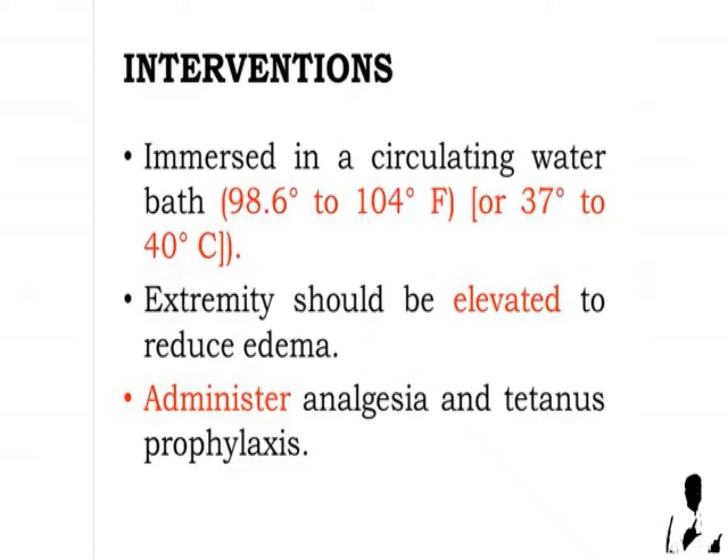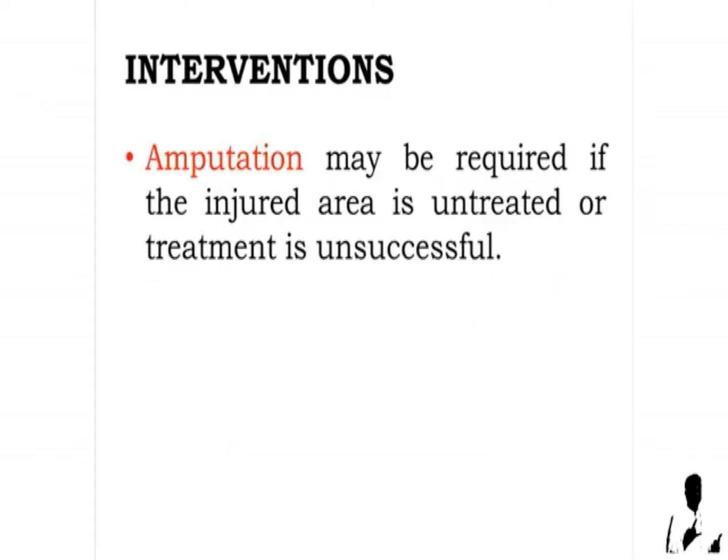The affected extremity is immersed in a circulating water bath, 98.6 degrees to 104 degrees Fahrenheit, or 37 degrees to 40 degrees Celsius. After warming, the extremity should be elevated to reduce edema. Intravenous analgesia is required in severe frostbite because of the pain associated with tissue thawing. Provide tetanus prophylaxis. Amputation may be required if the injured area isn't treated or treatment is unsuccessful.